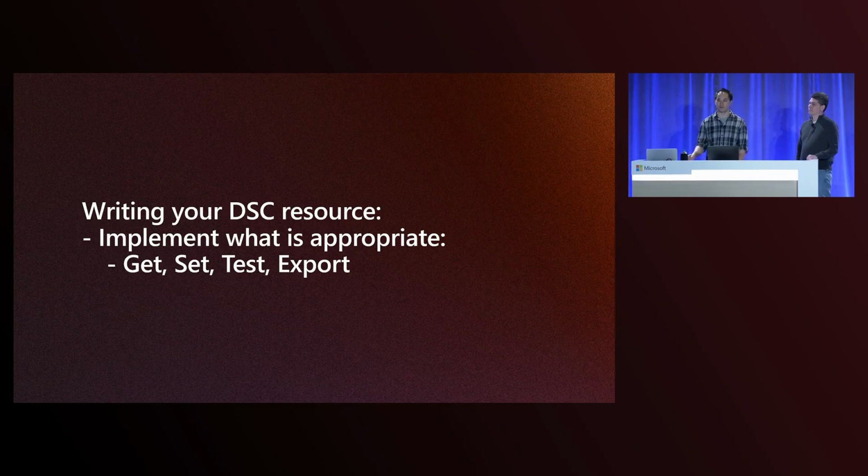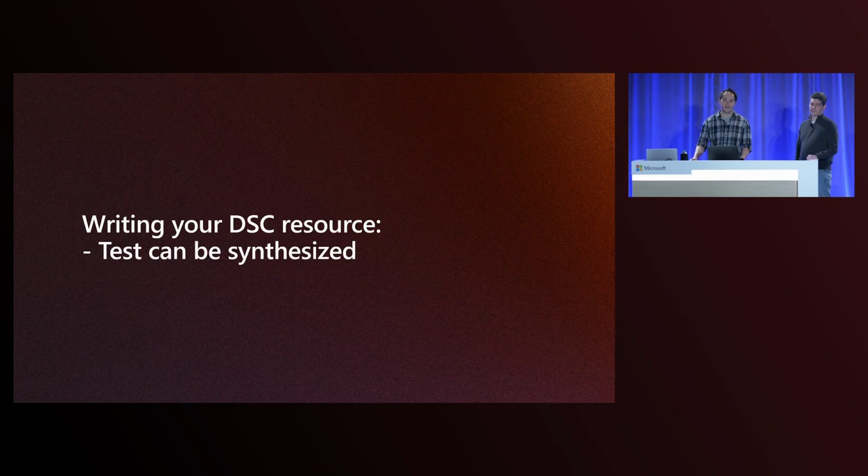But for example, there's an OS info resource that ships with DSC that is only for retrieving information. You can't set, like, the OS architecture, stuff like that. So if that makes sense, then do that for your resource. And also, you don't even have to implement test.